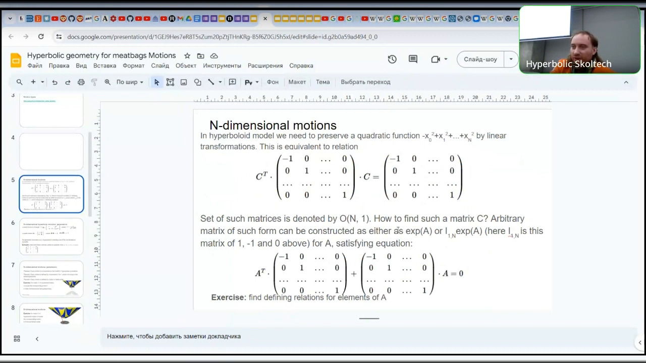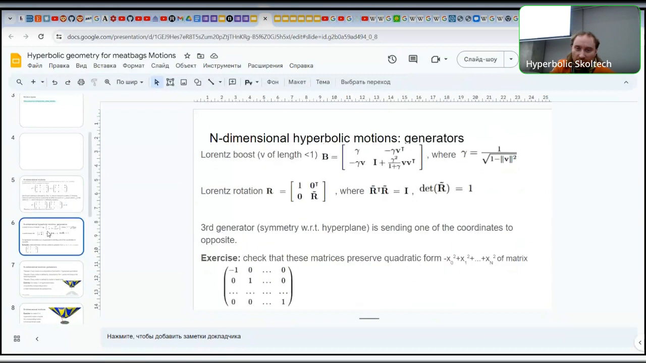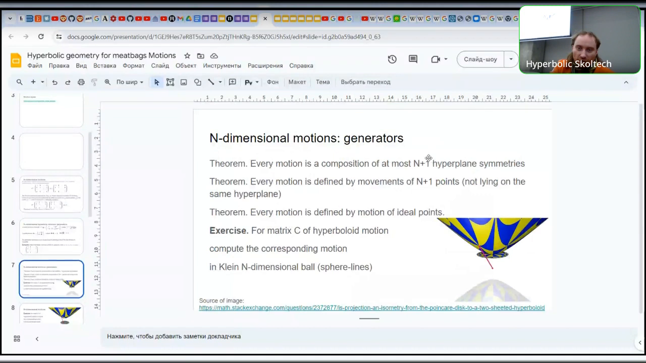There are several theorems about it. The Lorentz group preserves this quadratic form, or it is generated by these things, or it is generated by mirror symmetries, or it is generated by movements of n+1 points. Basically, yes, that is logical and fine, but then we discuss the theory of gyrovectors.